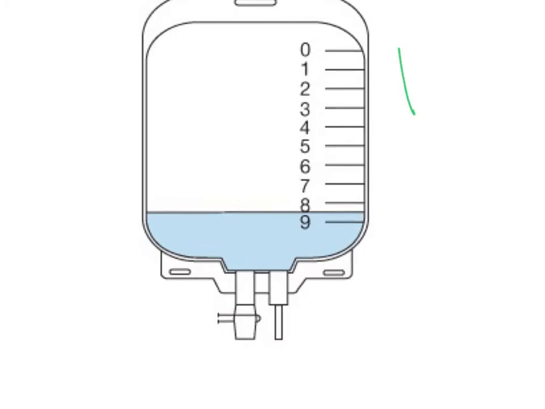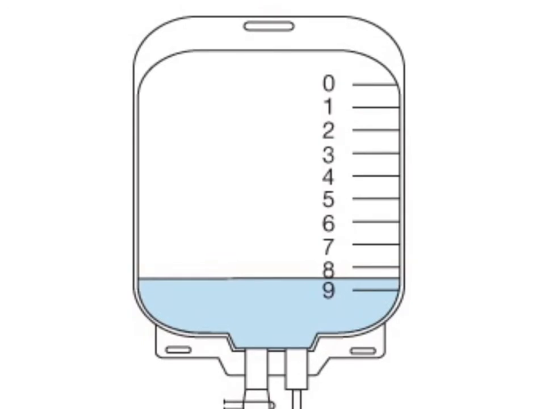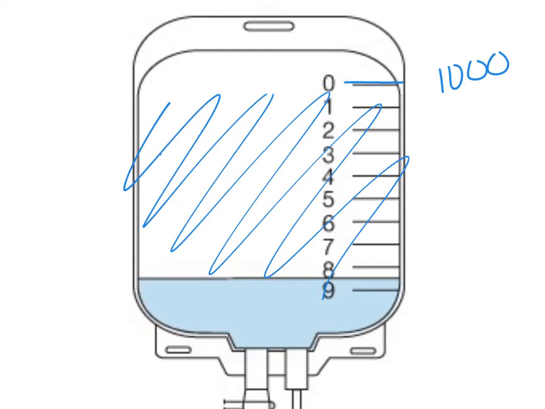What happens is, I keep trying to zoom and I keep accidentally drawing random lines. But on these IV bags, if this IV bag was filled, it'd be all the way up here to the 0, and there'd be all kinds of fluid in here. This means that this is a filled bag, full of 1,000 milliliters of fluid. What happens is, over time, that IV bag will start to drip.